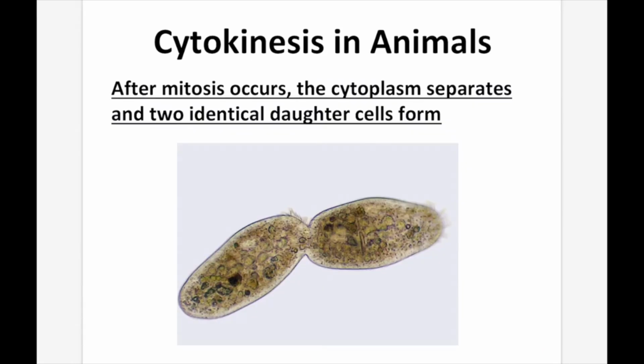Cytokinesis in animals. After mitosis occurs, the cytoplasm separates and two identical daughter cells form, and that's what we're seeing here. This is going to be daughter cell 1 and daughter cell 2.